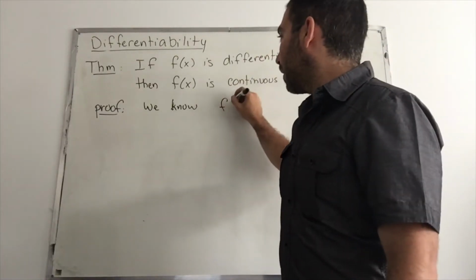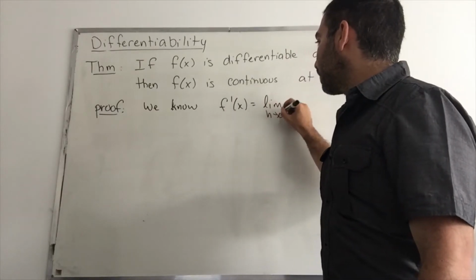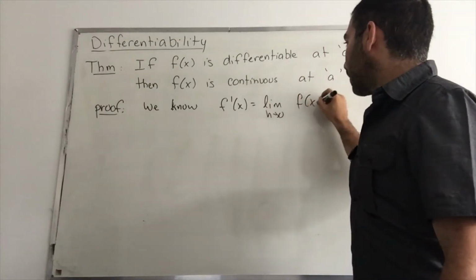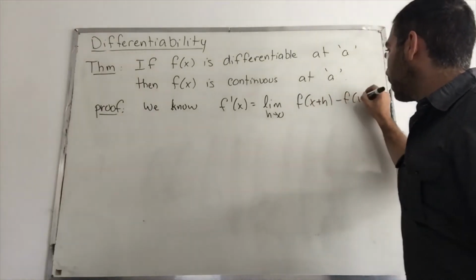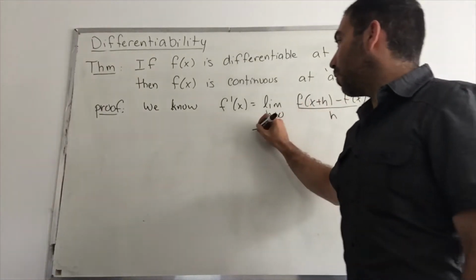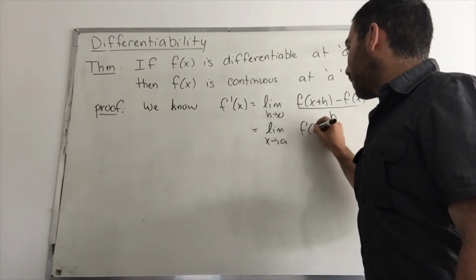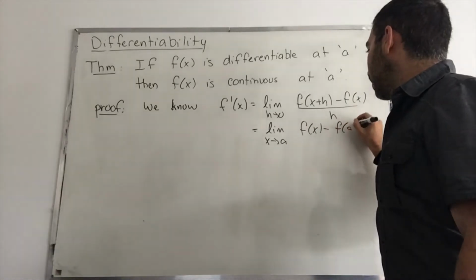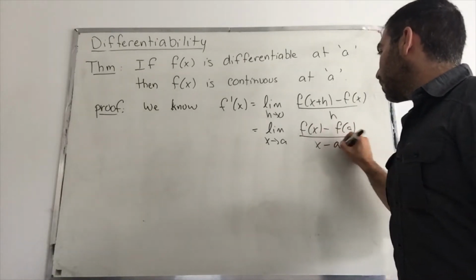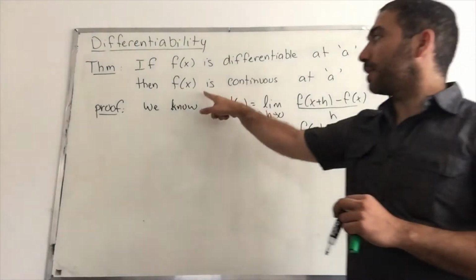So we have f prime of x is equal to the limit as h goes to 0 of f of x plus h minus f of x over h. We know this limit exists. Or similarly, we could use the fact that the limit as x approaches a of f of x minus f of a over x minus a exists. This is information that we know. What do we want to show? We want to show that f of x is continuous.